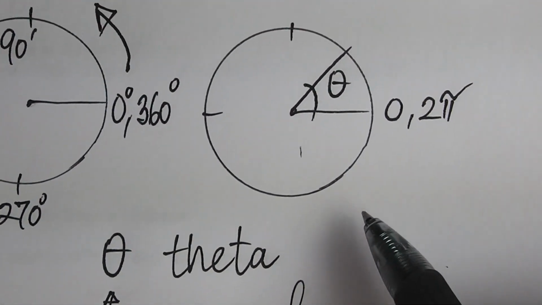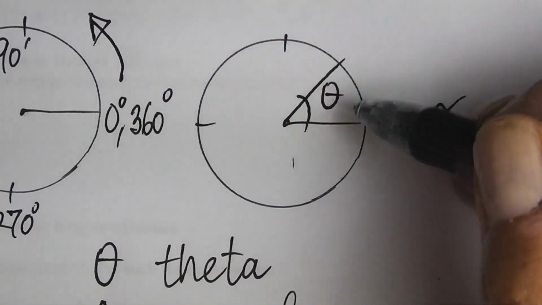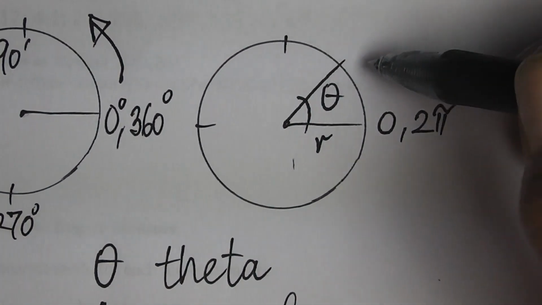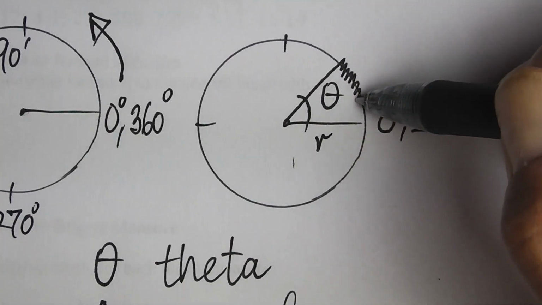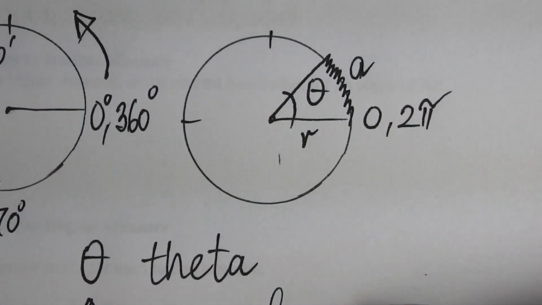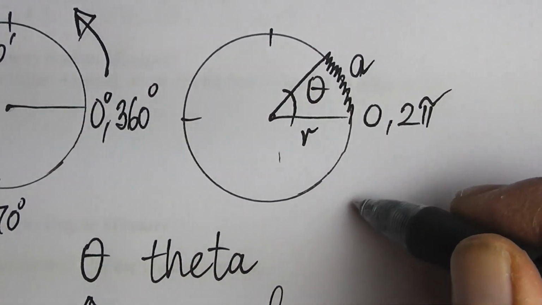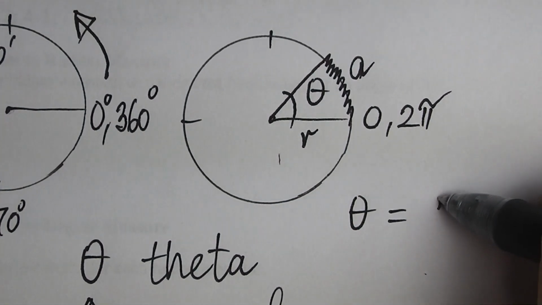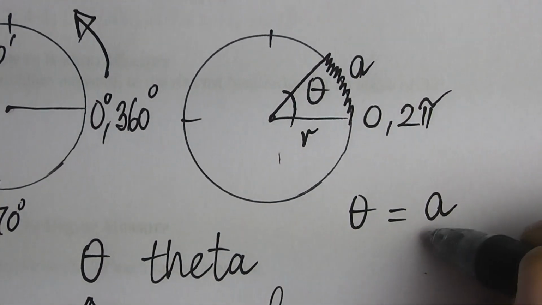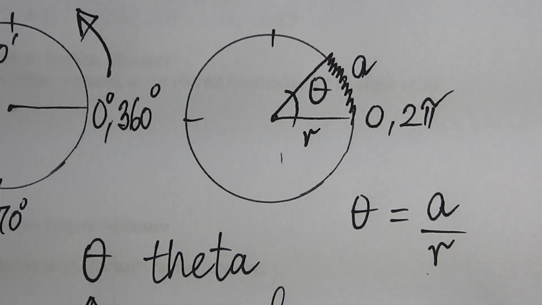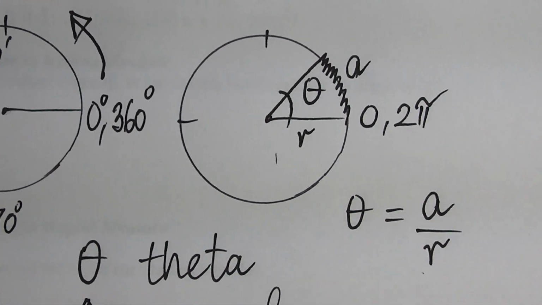So that angle theta is defined as follows. Consider you have a radius for that circle. This arc length A, so that angle, is equal to the ratio of the arc length to the radius. You need to remember this formula.